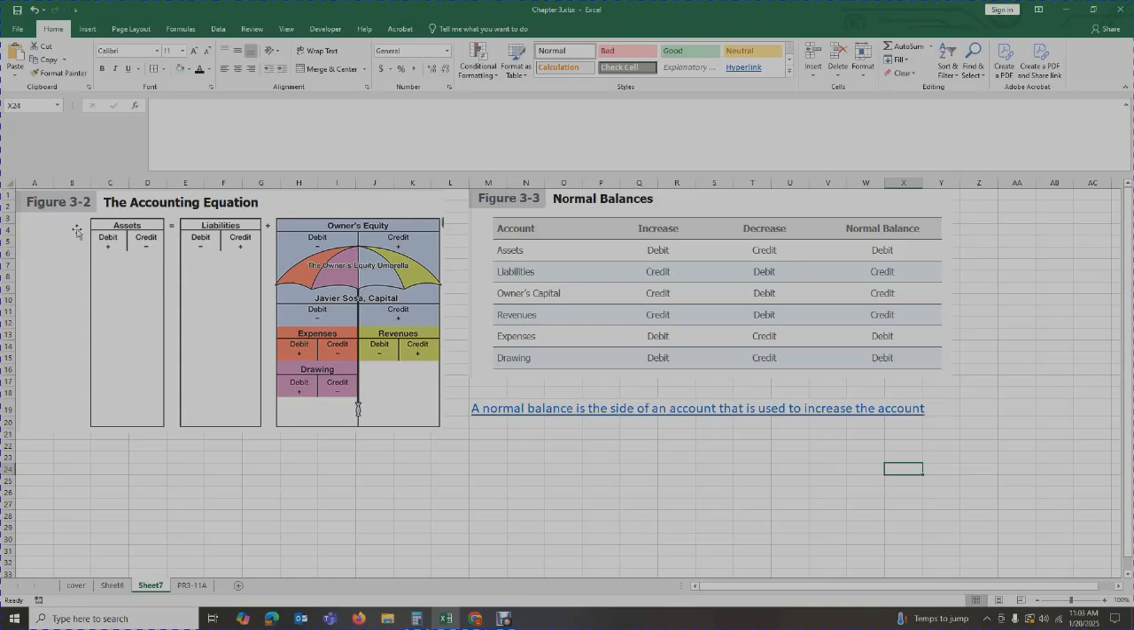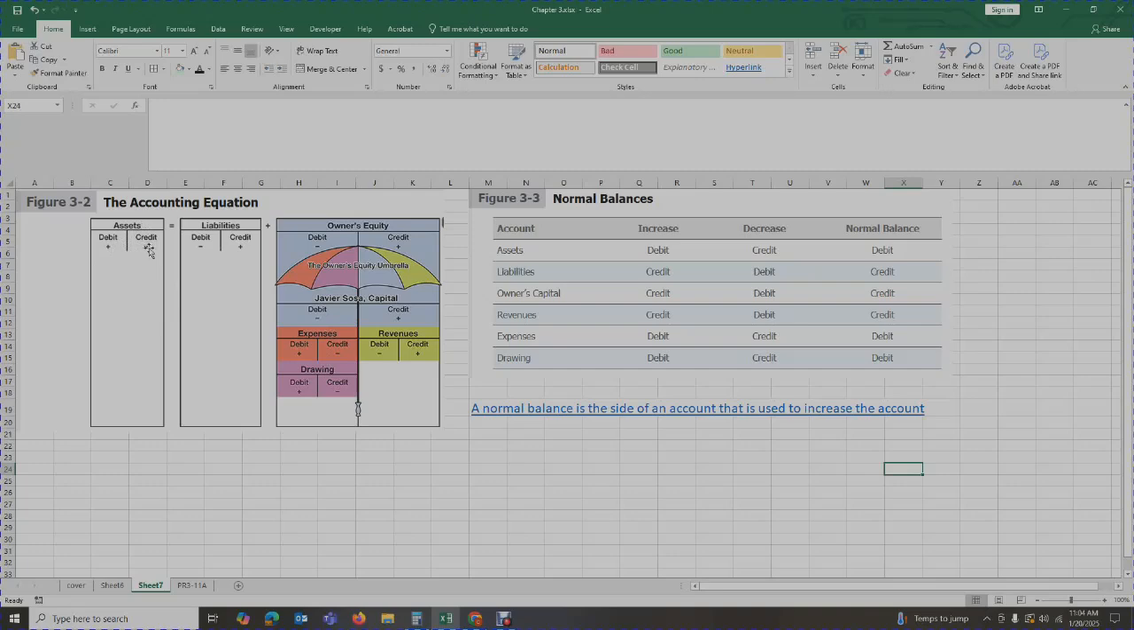Now, the accounting equation, figure 3.2, gives you a great illustration of what we need to do. So, for example, assets. Cash is an asset. If cash increases, we debit. If cash decreases, then we credit. So you have to identify what type of account it is based on the accounting equation. And then if it's an increase or a decrease, that translates to whether it's a debit or a credit.